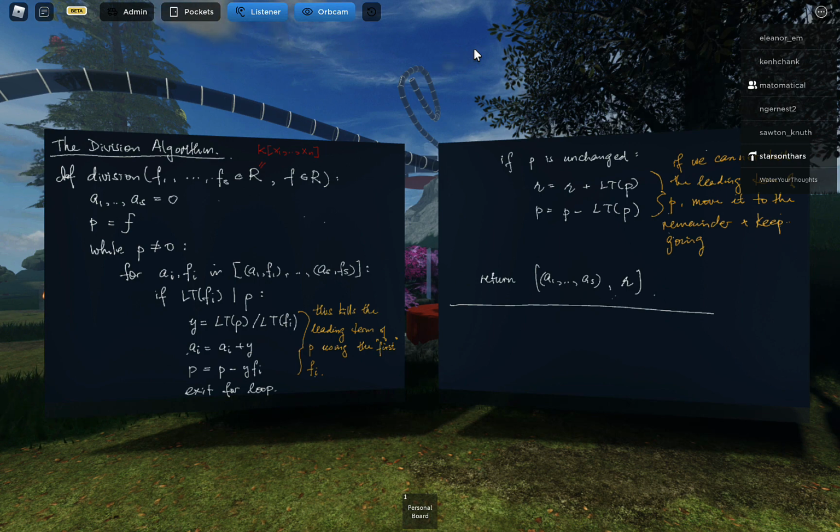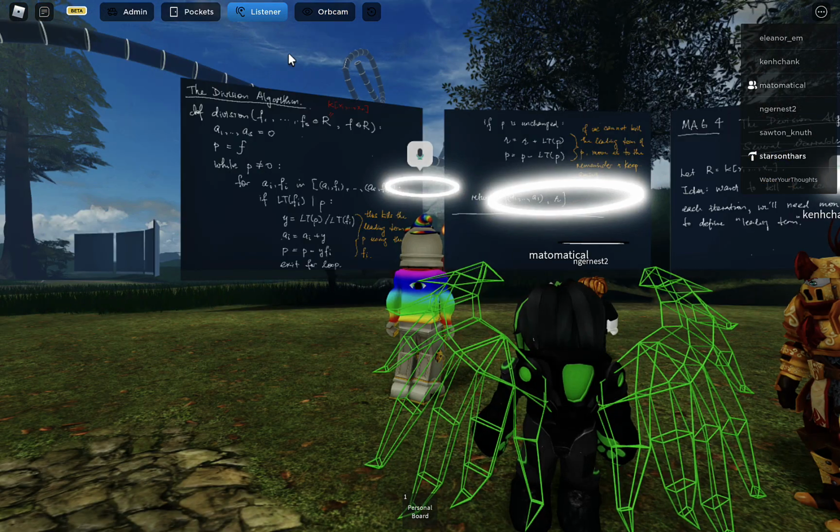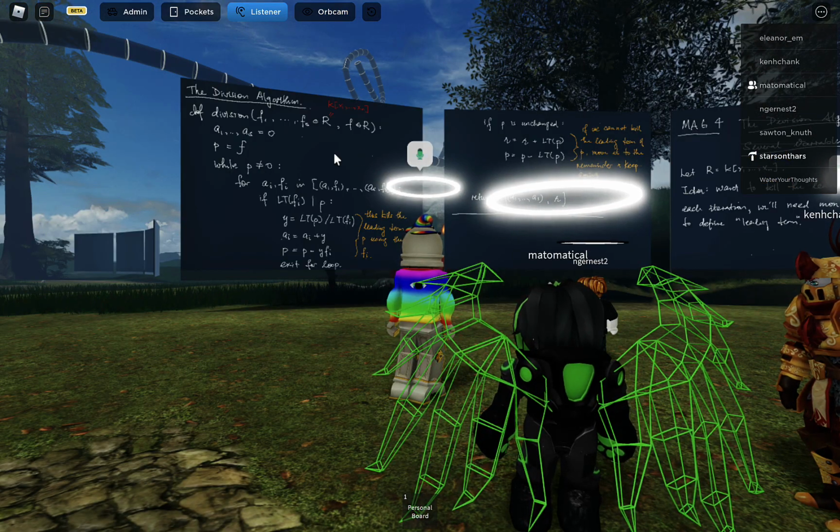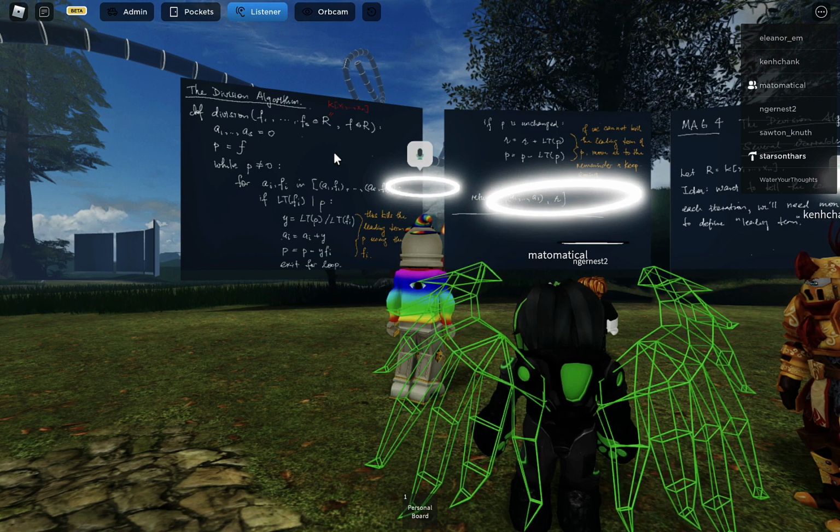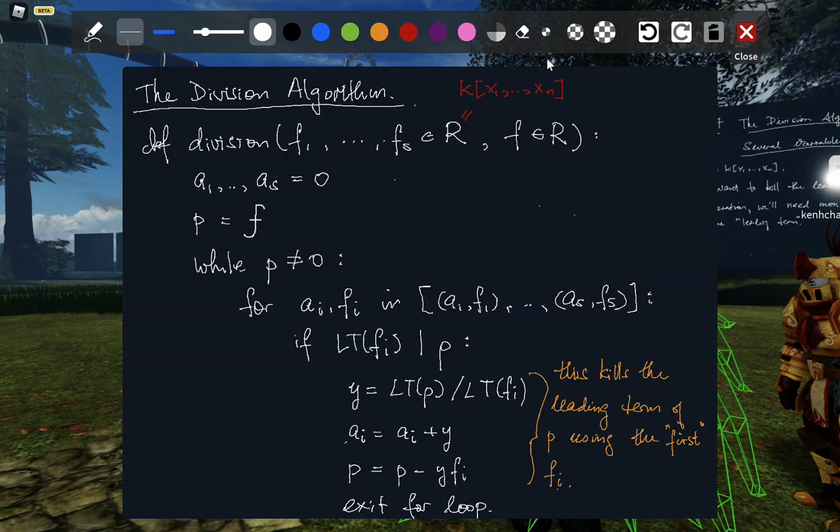Firstly, if we find that the leading term of f_i divides p, we're going to pull it off. We're going to do this sequence of manipulations where we remove this from p. You mean the leading term of p? Exit the loop and keep going. Did I make a mistake again? Well, you wrote divides p. What you meant is divides the leading term of p.